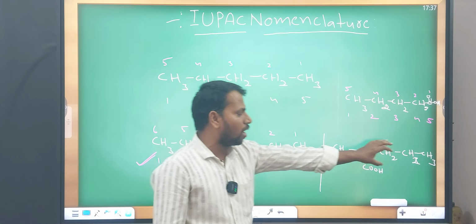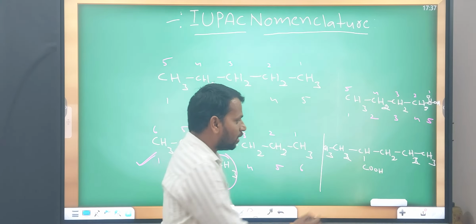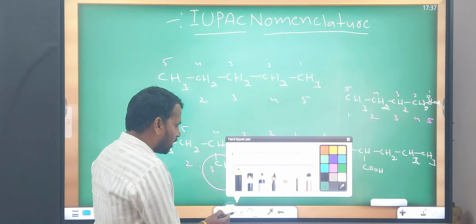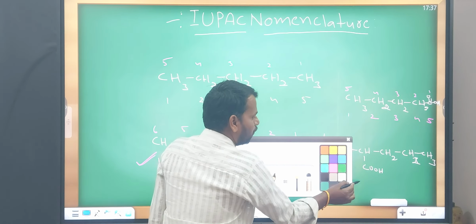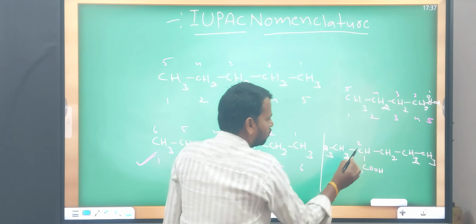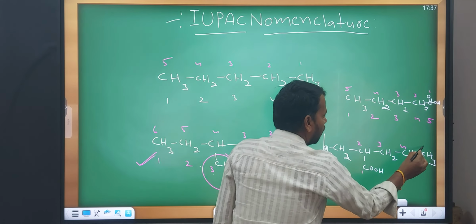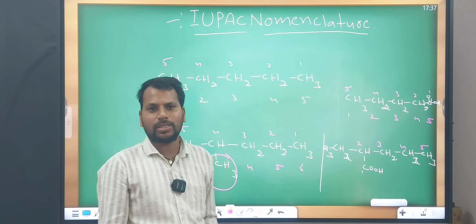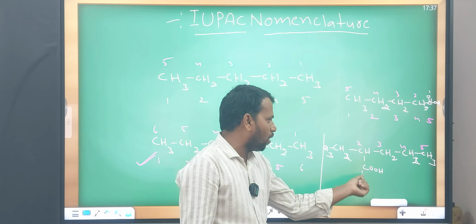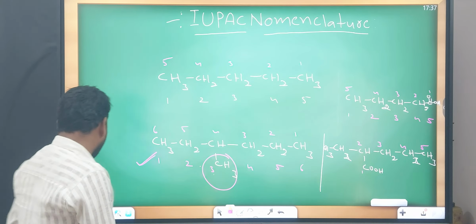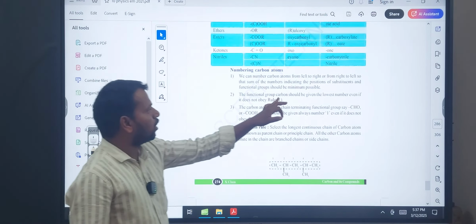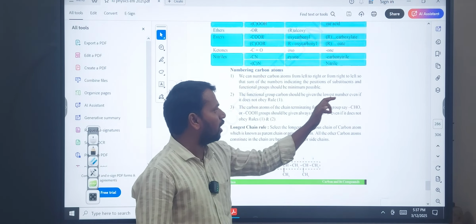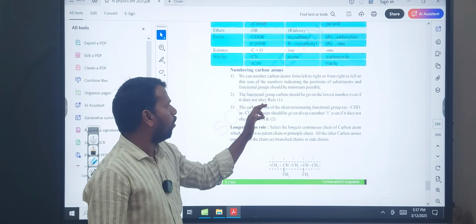So we select the longest carbon chain. This is the longest carbon chain. But here the main functional group COOH is present. If the main functional group is present, we start numbering from the main functional group side: 1, 2, 3, 4, 5. So the longest chain rule is violated here because the functional group is present. The functional group carbon should be given the lowest number even if it does not obey rule 1.